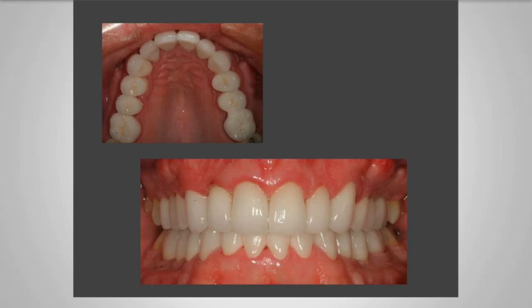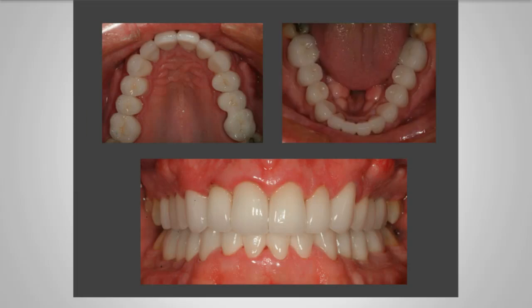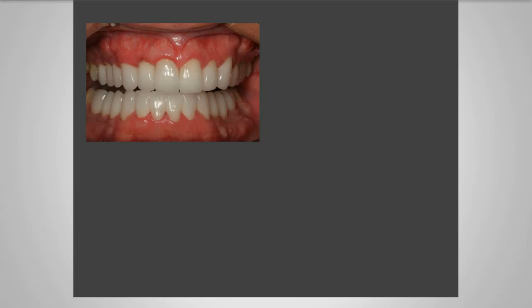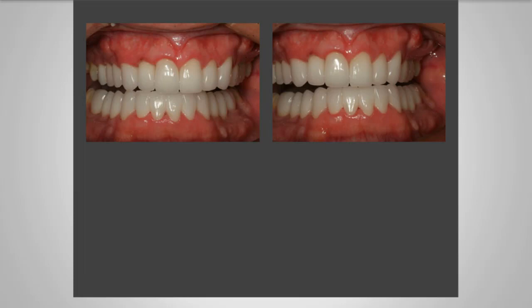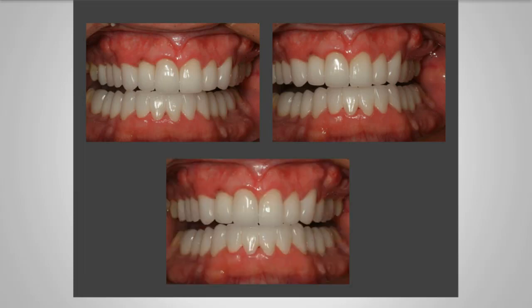Here's the upper arch, here's the lower arch. Now going through excursions, here's right lateral. You can see canine guidance and anterior coupling. Here's left lateral, canine guidance, anterior coupling, and protrusive, shared guidance on the 4 incisors.